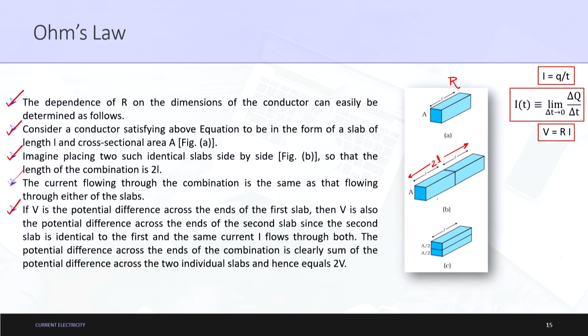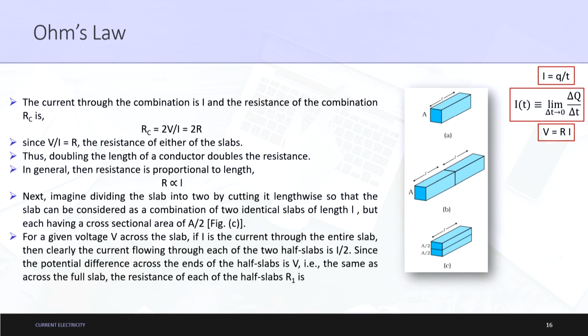So, as the potential difference across this is V, and across this is V, the complete potential difference will be 2V. Therefore, the current through the combination is I, and the resistance of the combination, denoted by RC, is nothing but the total potential difference 2V divided by I. Therefore, the complete combination gives RC equal to 2R. So, this is a simple example of resistors in series. This is the complete concept of how the combination of resistors in series is explained.